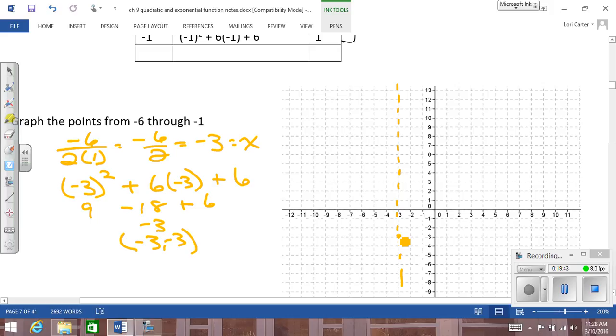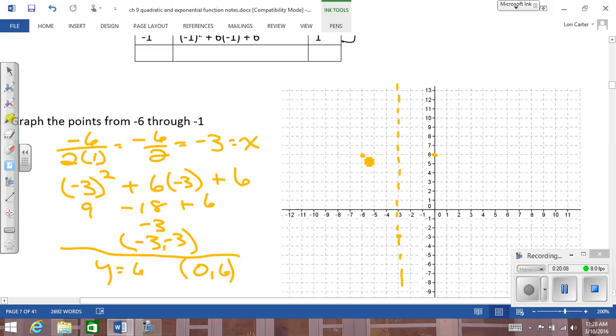What's the next thing I know? Mrs. Carter, I got negative 20. When you square negative 3, a negative times a negative is a positive. Oh yeah, it's 15. I'm just kidding. The 6 is the y-intercept. Good job. So I know y equals 6. So I go to (0, 6), and I graph that. What else? Mirror it.